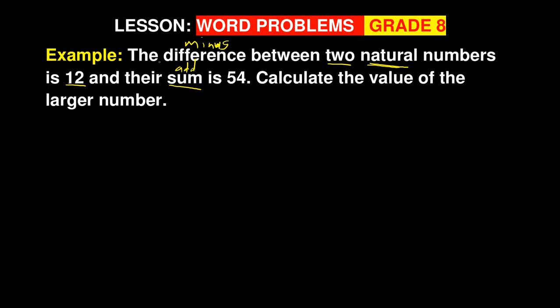So now if they say the difference between the two numbers, you can start by saying let the first number be equal to x. So that's what we have, because we do not know the first number, so we're going to say let the first number be equal to x. It says the difference between the two natural numbers is 12.